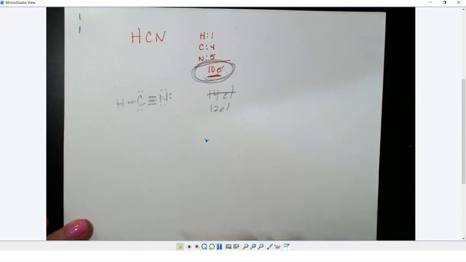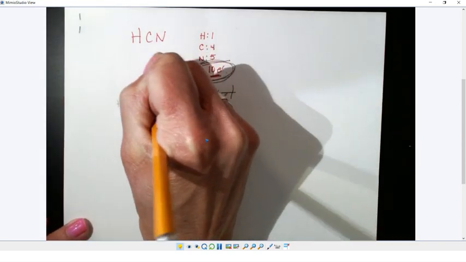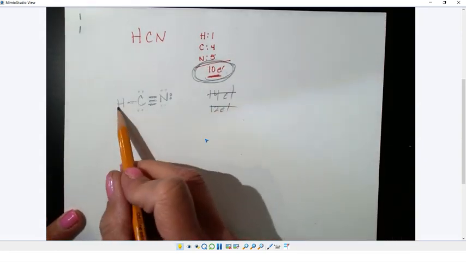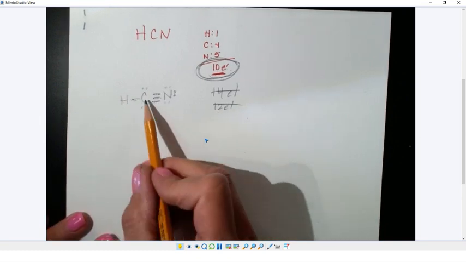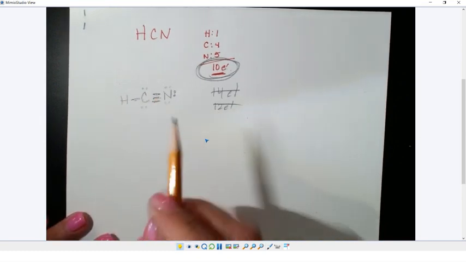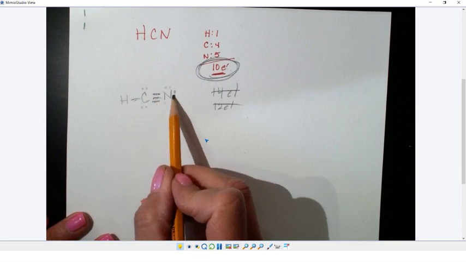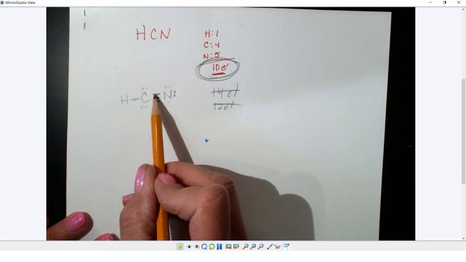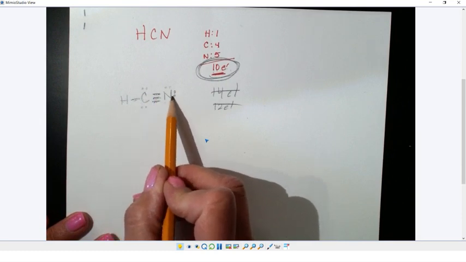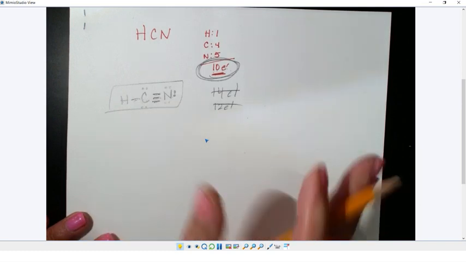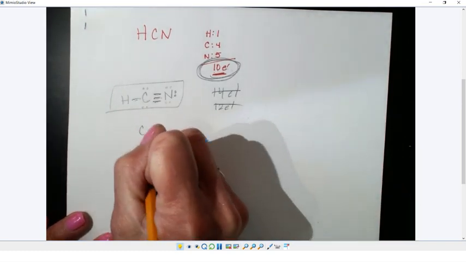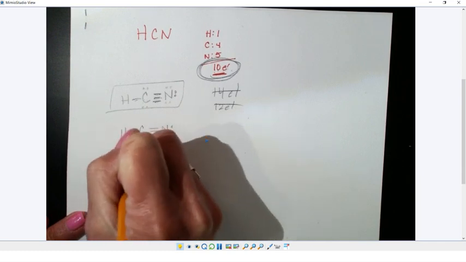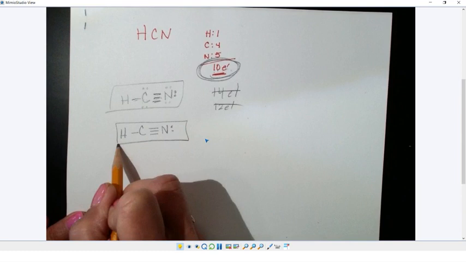So now, make these a little bit darker, easier to see. Okay, so now I got to count them up. Hydrogen has got 2, he's happy. Carbon has 2, 4, 6, 8, he's happy. Nitrogen has 2, 4, 6, 8, he's happy. Now we have to see if we got 10. So we've got 2, 4, 6, 8, and 10 electrons. So this is my correct Lewis structure. Okay, I'm going to rewrite it since my eraser was really kind of crappy. And this is the correct Lewis structure.